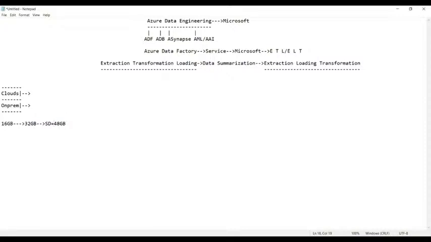Now another question arises. Suppose I have to store some 500 GB of data right now. In this situation, what will you do? Buy an external hard drive? That means you will not get the hard disk again.